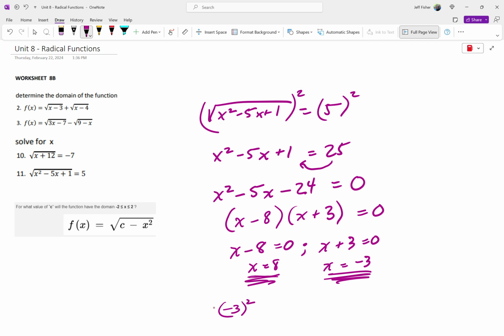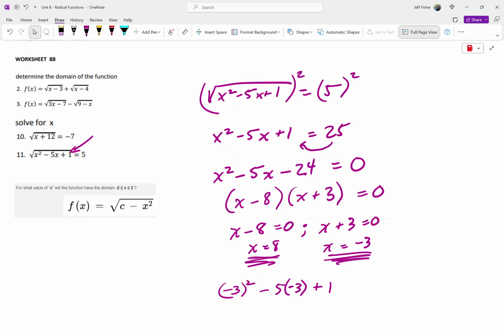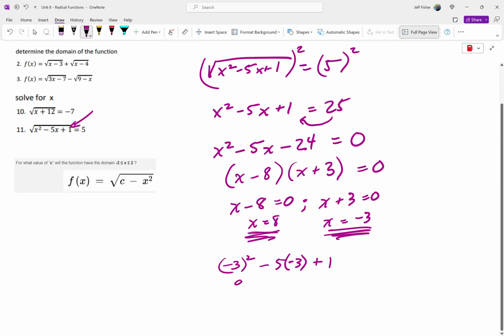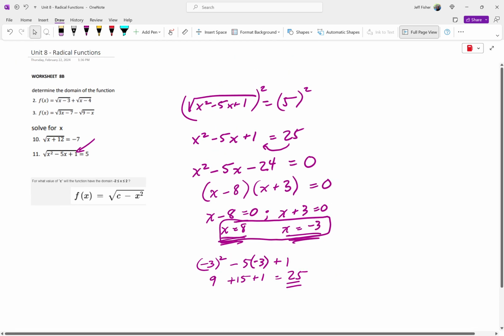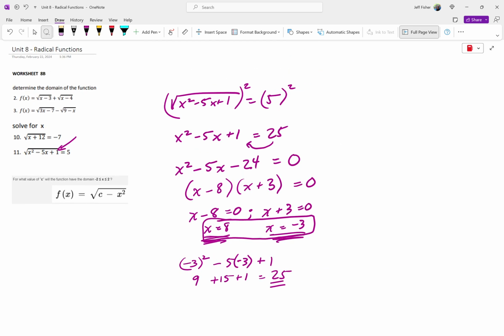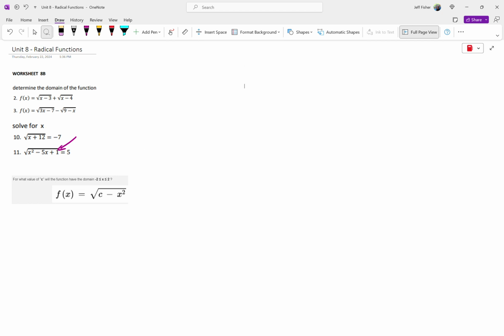And the -3, let's try that. -3 squared, this is the value under the radical here. -3 squared minus 5 times -3 plus 1. Is this going to equal 25? So -3 squared is 9. This is going to be a positive 15 plus 1 equals 25. We are good. Both of these, x equals 8 and x equals -3, are the solutions to that radical equation.